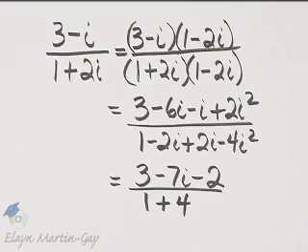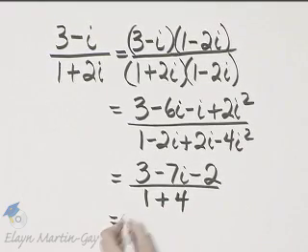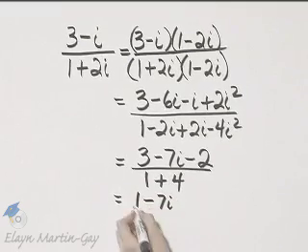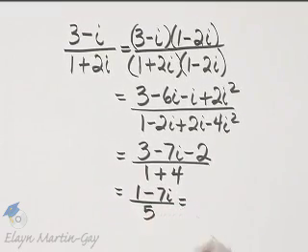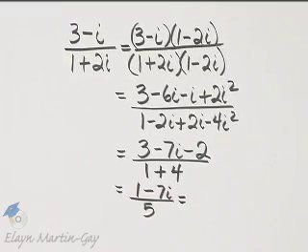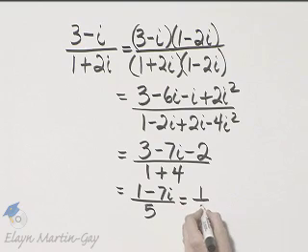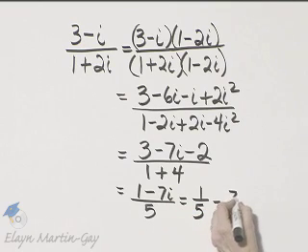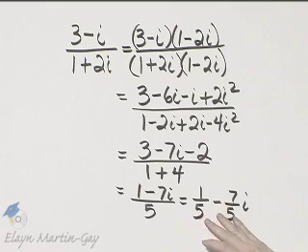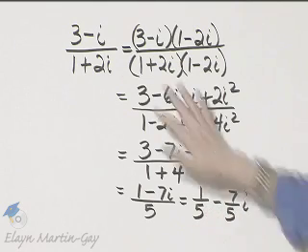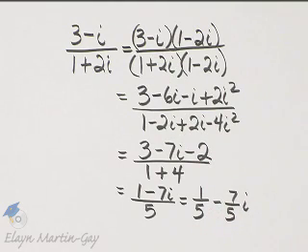So let's continue simplifying, and we have 3 minus 2, that is 1 minus 7i all over 5. If I want to write it in the form a plus bi, or a minus bi in this case, I would write it as 1 over 5 minus 7 over 5 i. That's in the form a plus or minus, in this case minus bi. And I have divided, the quotient is a complex number.